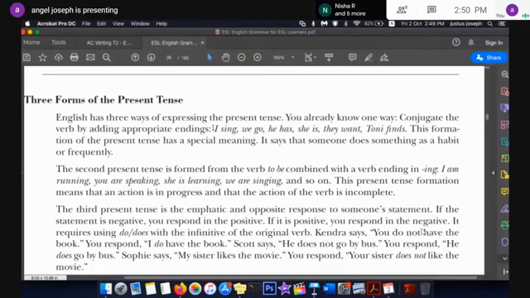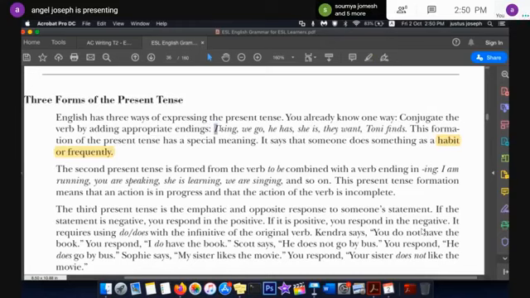Look at these words: I sing, we go, he has, she is, they want, Tony finds. All these words are in the present. In our school days, we have been taught that this is simple present. But what is a simple present? What does it show you? A simple present shows a habit or something that happens frequently.